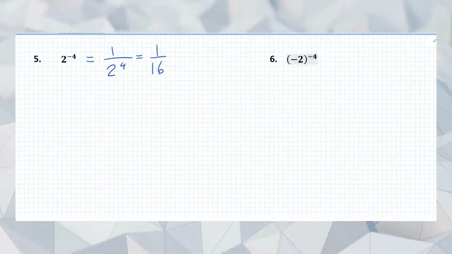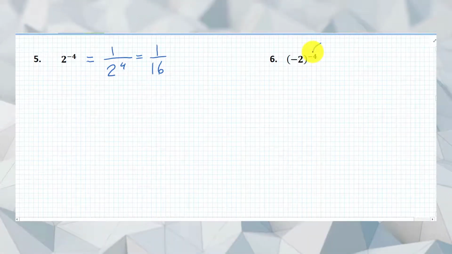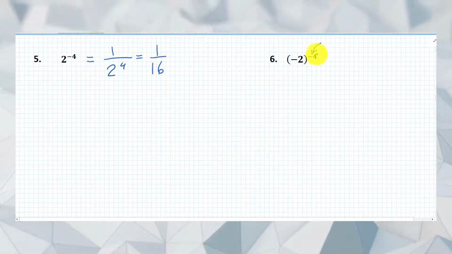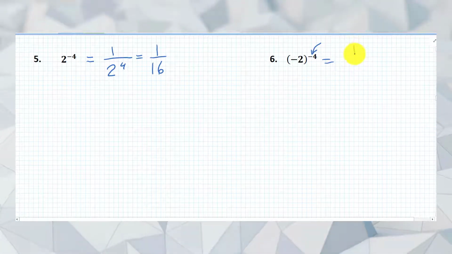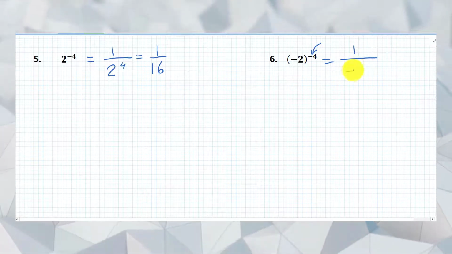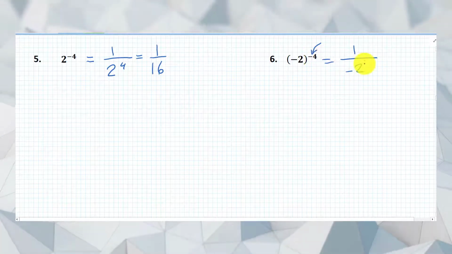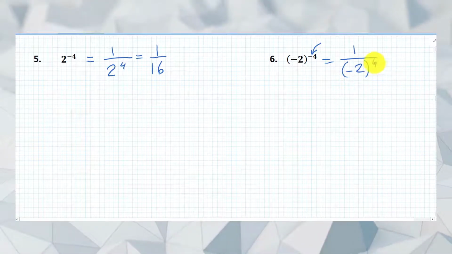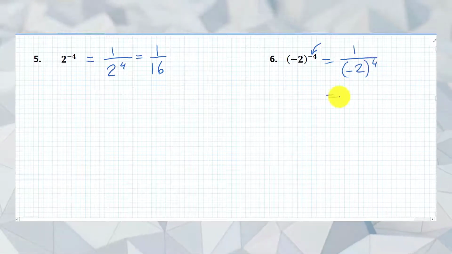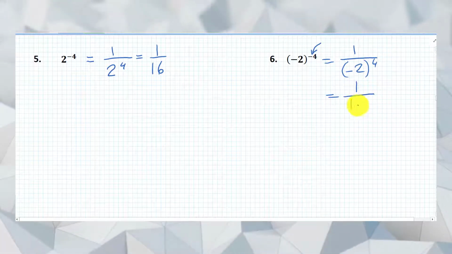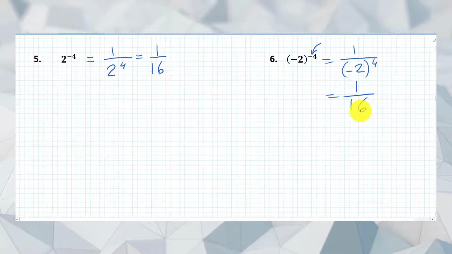Here we go. Negative 2 to the negative 4. The first thing I'm going to do is take care of this negative sign right here, which tells me to do 1 over. Now, keep the base, don't change the base, and the negative 4 becomes plus 4. And now, what's the base of my power 4? It is negative 2. Negative 2 to the 4 is 16, so this is 1 over 16.